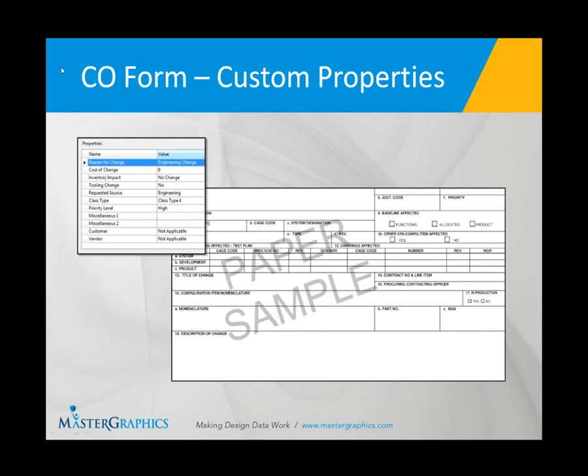The custom properties I talked about earlier, that's all the information that needs to be captured about that change order. You can see over here I have a little bit of a sample of a paper-based change order, and those are the check boxes over here, the yes-no answers. All that information, again, would be organized in the properties area, and all you have to do is click on a list or enter in some information to fill out your change order.